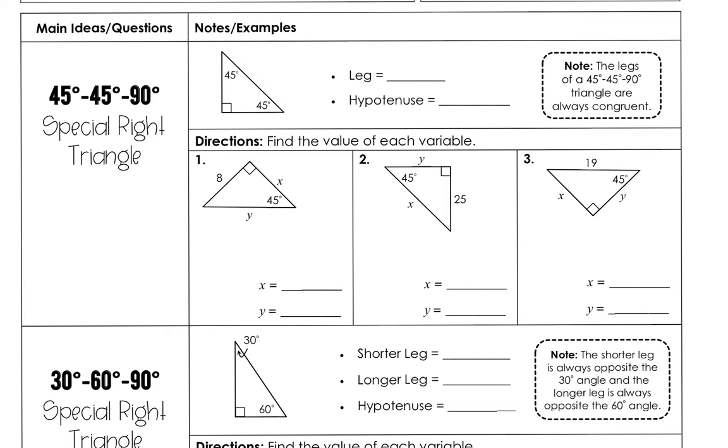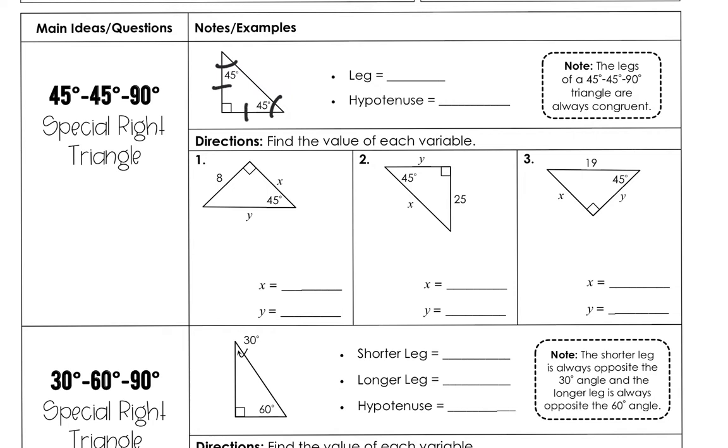All right, so starting with a 45, 45, 90 special right triangle, what do we know the type of triangle it is if we have two equal angles? Two equal angles means two equal sides, and two equal sides means two equal angles. Since these two angles here are the same, then these two legs are also the same.